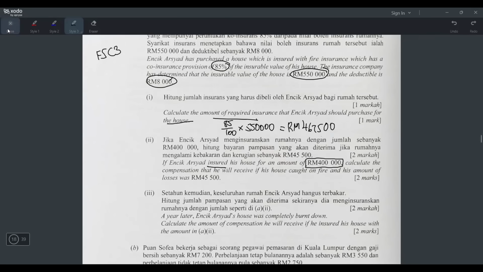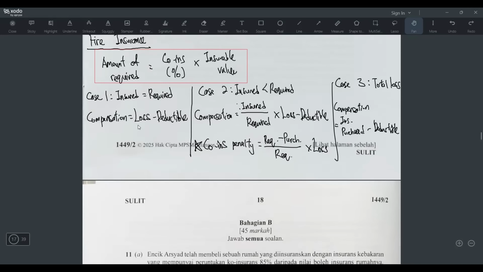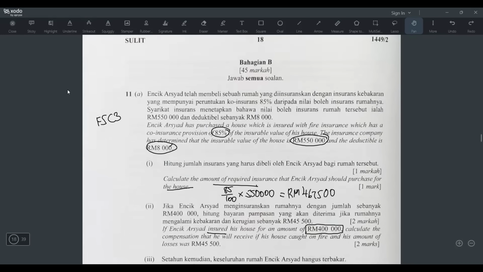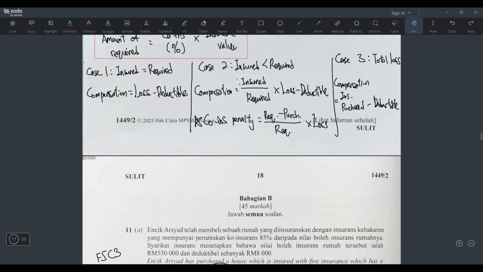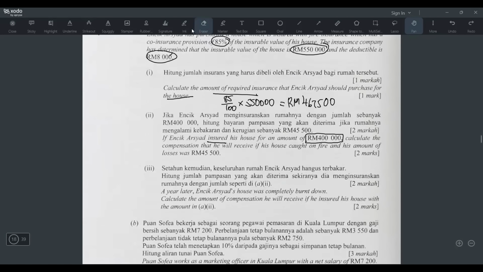So, tell me, case 1, case 2 or case 3? Confirm not case 1, right? Because the insured is not equal to the required. Insured is actually less than the required. So definitely not case 1. It can be case 2 or case 3. So let's keep reading and see whether it's case 2 or case 3. Calculate the compensation that he will receive if his house caught on fire and his amount of loss was 45,500. So you can see that the loss is 45,500.